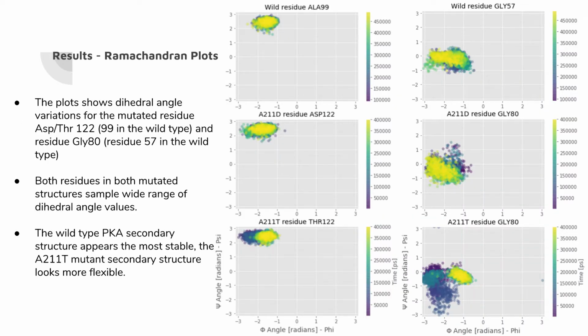Furthermore, I plotted various Ramachandran plots, and these showed to me that the wild type had generally less variation in the phi and psi angles, while the two mutants sampled larger conformation areas. My results lead me to conclude that the wild type secondary structure is more stable, while the mutated forms of PKA are more flexible and more likely to fluctuate.